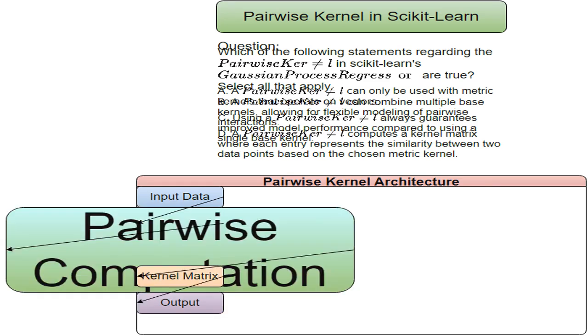The final output is the kernel matrix. It's a structured way to represent all the pairwise similarities I've calculated. This matrix is the key to understanding the relationships between your data points, which my Gaussian process regression model then uses to make predictions. Now, that's powerful.